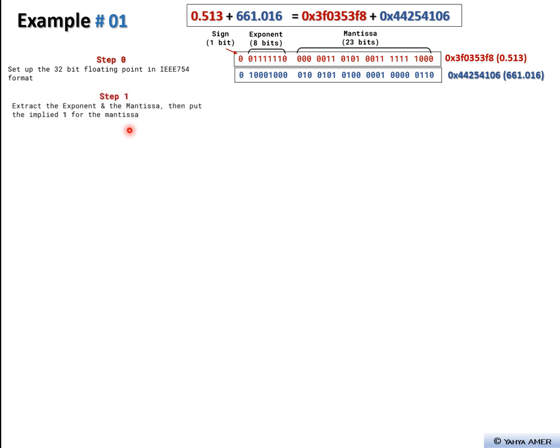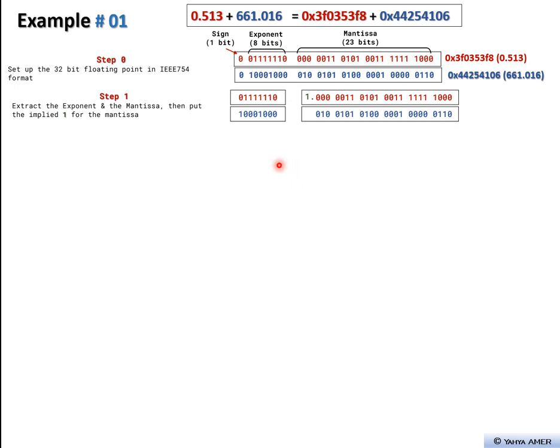Okay, we go with the next step, which is step 1. This is a straightforward step: extracting the exponent and the mantissa. As you can see, for the first number, we put its mantissa right here and then its exponent right here. Now we put the implied one, or the leading one, by putting 1 dot. Very straightforward, very simple step. We do the same thing for the second number, as you see. Now we are ready to go to step 2.